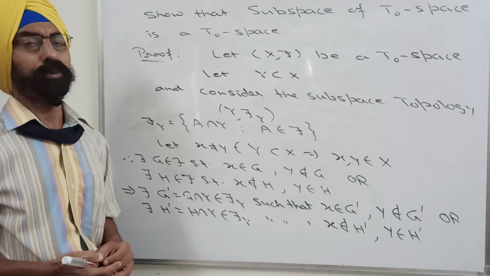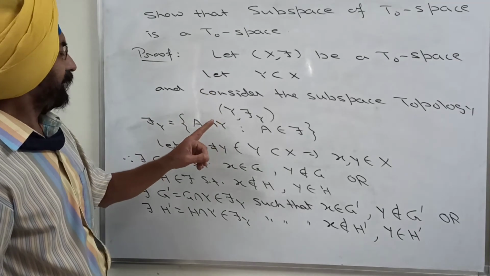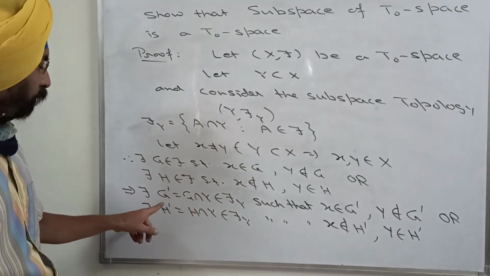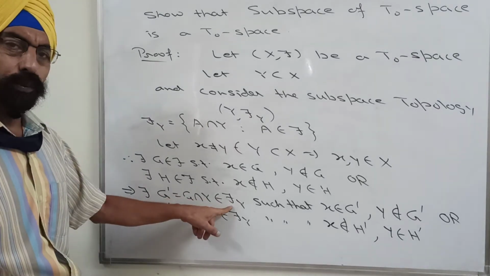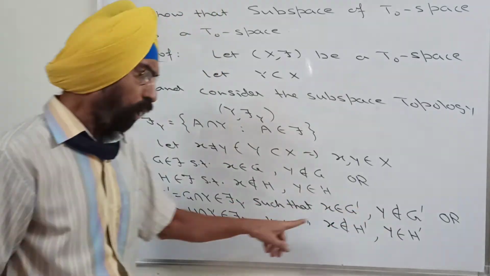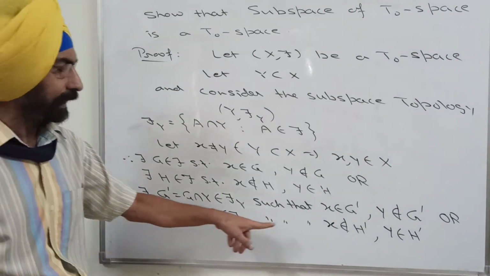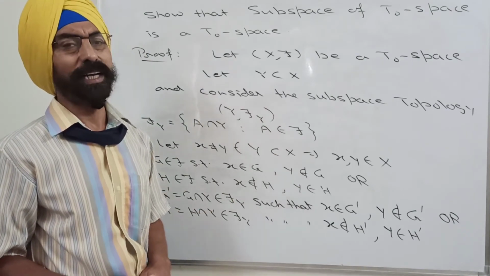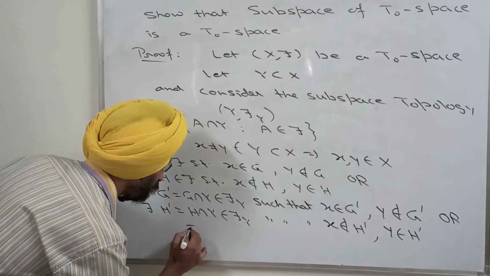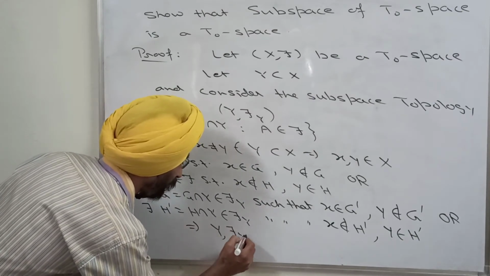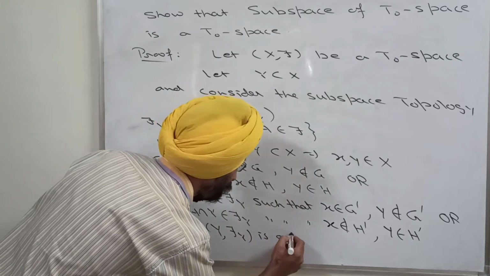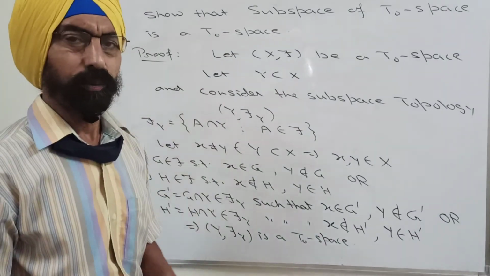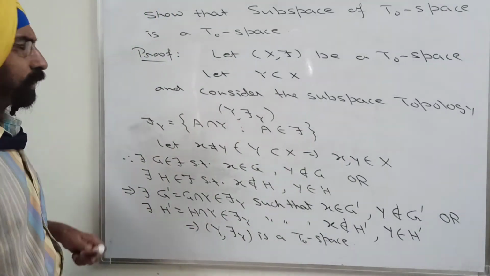That means what you have obtained now. You have taken two elements X and Y from the subspace Y, and you have obtained either G dash, a tau Y open set containing X and not containing Y, or H dash, a tau Y open set containing Y and not containing X, which proves that the subspace Y tau Y is a T naught space. So this completes the proof, and now we will move ahead onto T1 spaces.